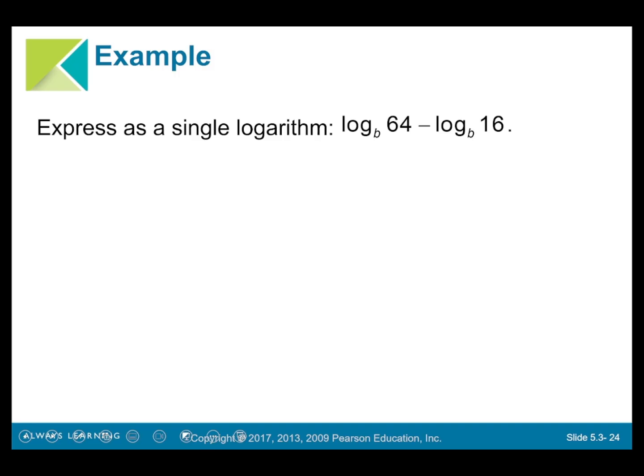Now, just to see that rule going back the other direction, here's what we can get. We have log base b of 64 minus log base b of 16. Well, that's the same as log base b of 64 over 16, which of course is just log base b of 4. And that's it. That's how we simplify that one.